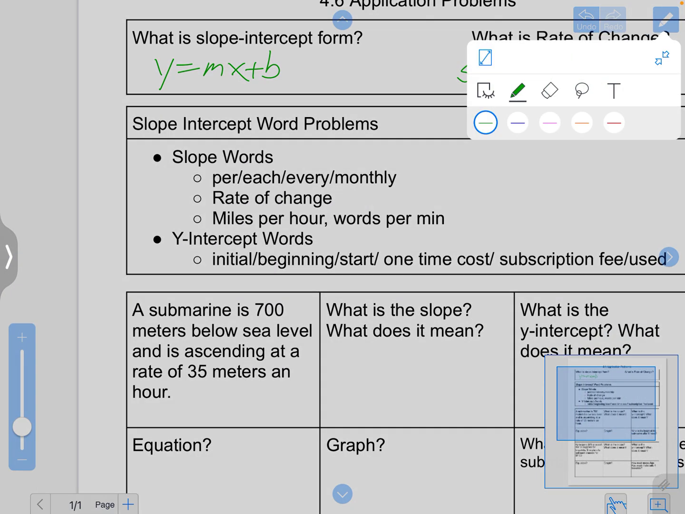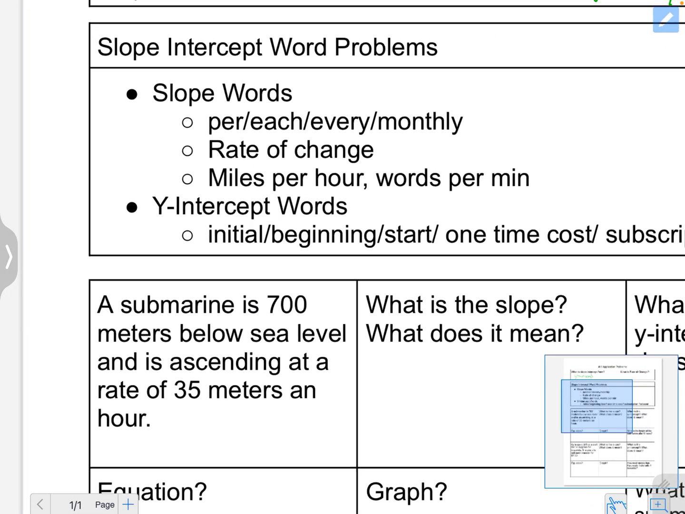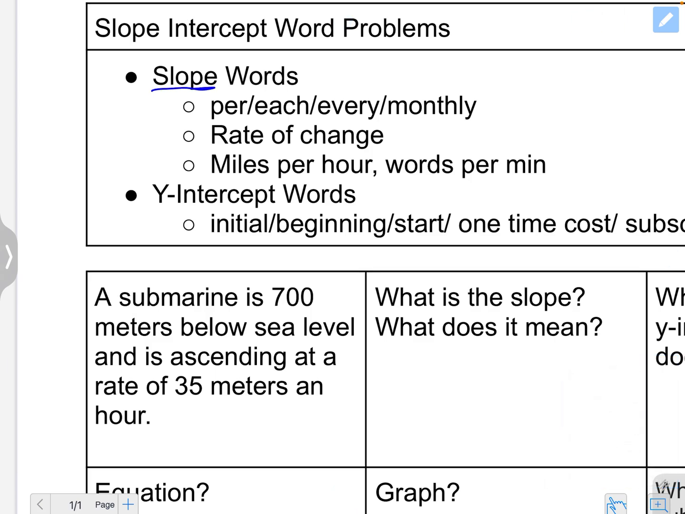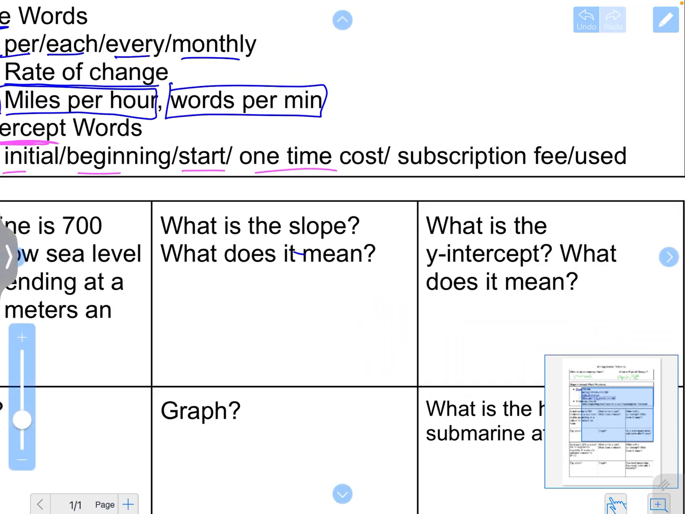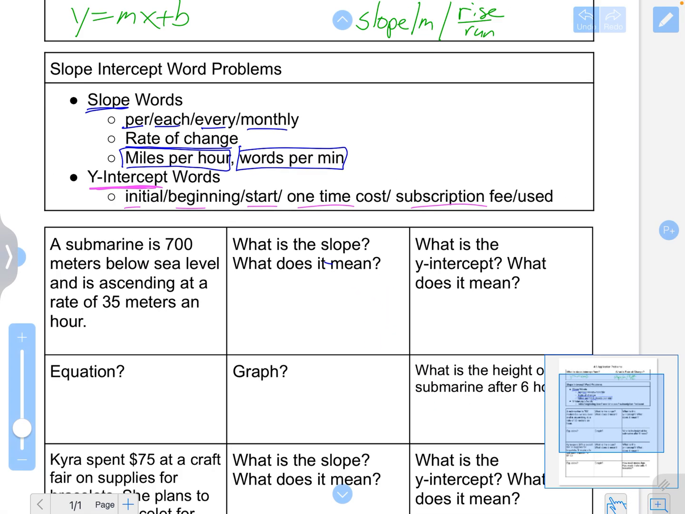So when we're looking at word problems, we're looking to find the slope. Slope words are going to have per, each, every, monthly. This is what's known as our rate of change. Examples of slope would be miles per hour, words per minute, things like that. The next thing we're looking for is our y-intercept words: the initial, the beginning, the start, the one-time cost, subscription fees, different things like that.